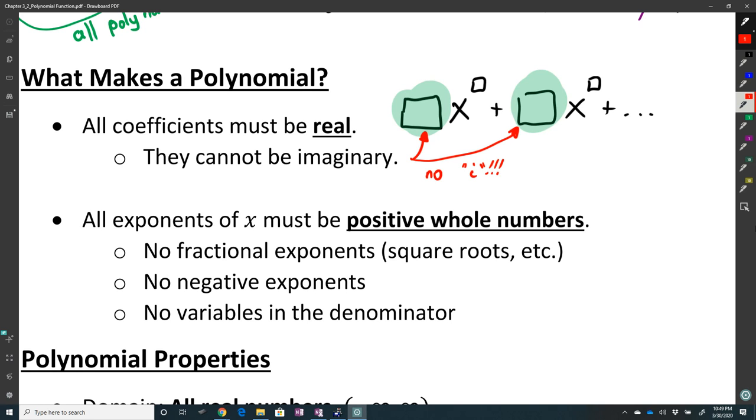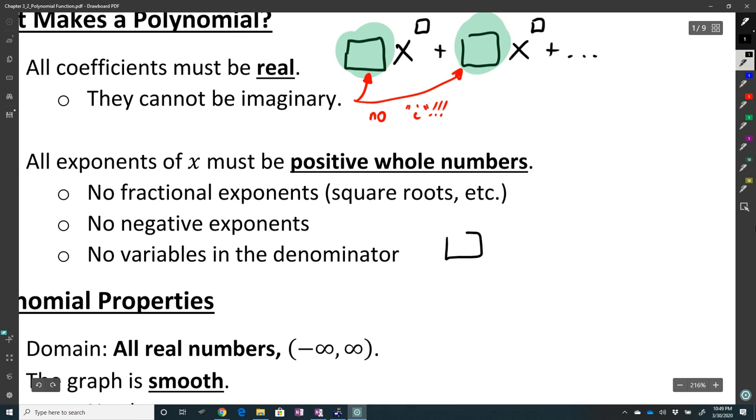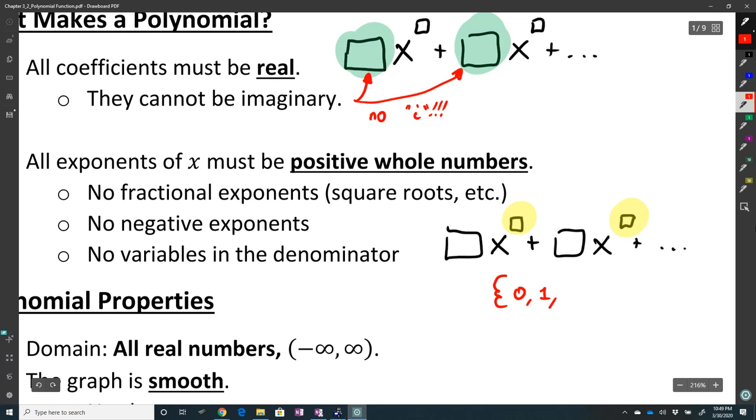All right. So the other thing is all exponents must be positive whole numbers. So like I mentioned before, that's supposed to be a box, not a 0. So all of these guys, positive whole numbers are things like 0, 1, 2, 3, 4, and so on. So the exponents are very restricted. They have to be positive whole numbers, 0, 1, 2, 3, 4, so on.